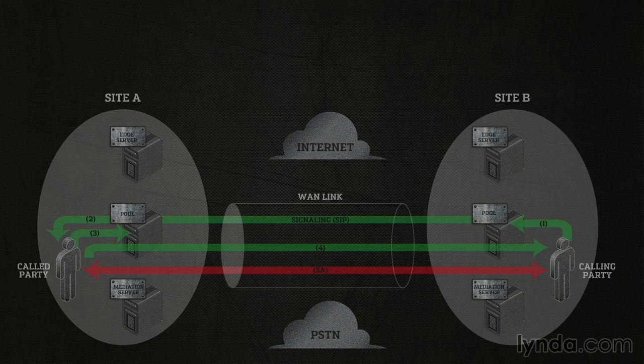Before we dive in and start configuring call admission control, it really helps to take a step back and look at it from a big picture perspective. So what we're looking at here might be something we would define as a region. This might be the whole state of Arizona, for example. And site A might be Phoenix, site B might be Tucson.